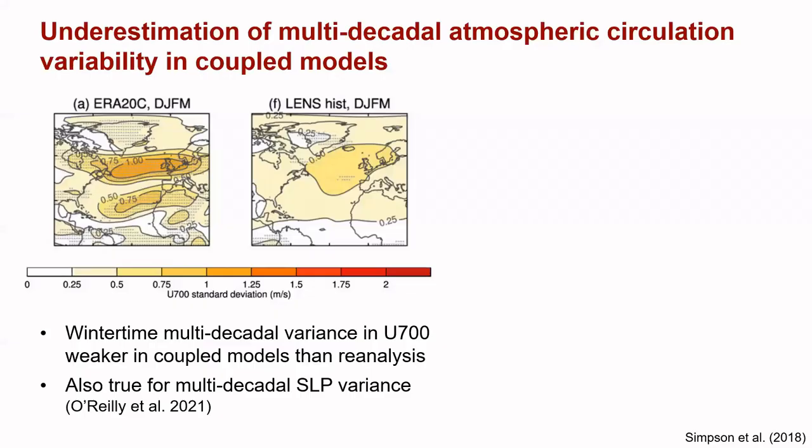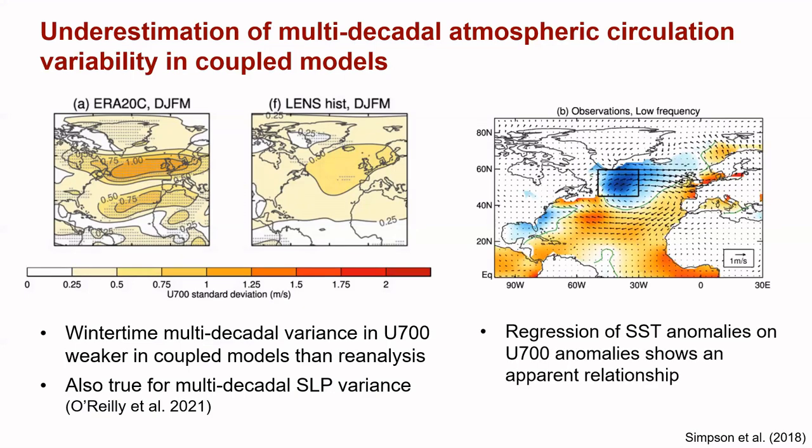So another problem focused more on mid-latitudes that has been around in climate models for some time is that they have too little multidecadal variability of the atmospheric circulation. This is showing, from a paper by Isla Simpson in 2018, the multidecadal variability of the zonal winds at 700 hectopascals in reanalysis on the left and in a large ensemble of climate model simulations on the right. And so there's a dramatic difference in the multidecadal variability of the atmospheric circulation.